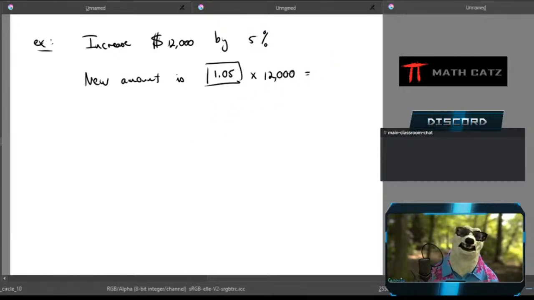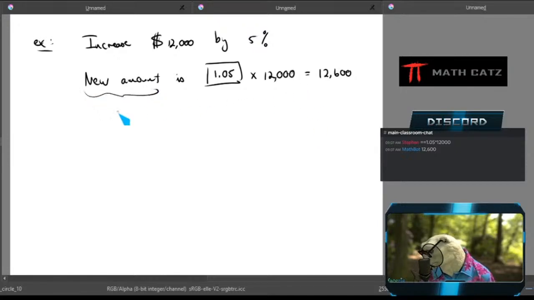I didn't even calculate the first one, did I? Well, it wasn't important. 1.05 times 12,000. 12,600 is what I get. So my new amount is 12,600.